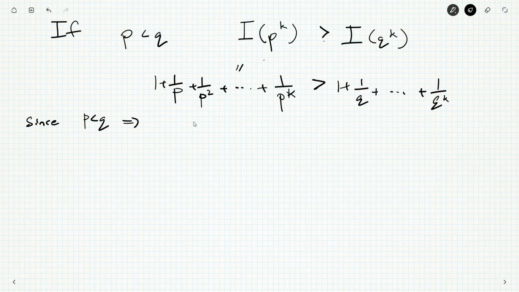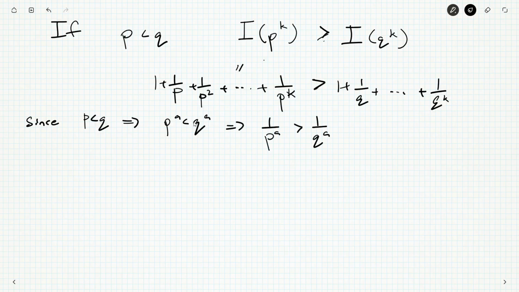And that's because this implies p to the a is less than q to the a, and that means that 1 over p to the a is greater than 1 over q to the a. Okay, so it wasn't much promise when I looked at I of p to the k versus I of p to the k plus 1. That didn't particularly help me, I don't think.